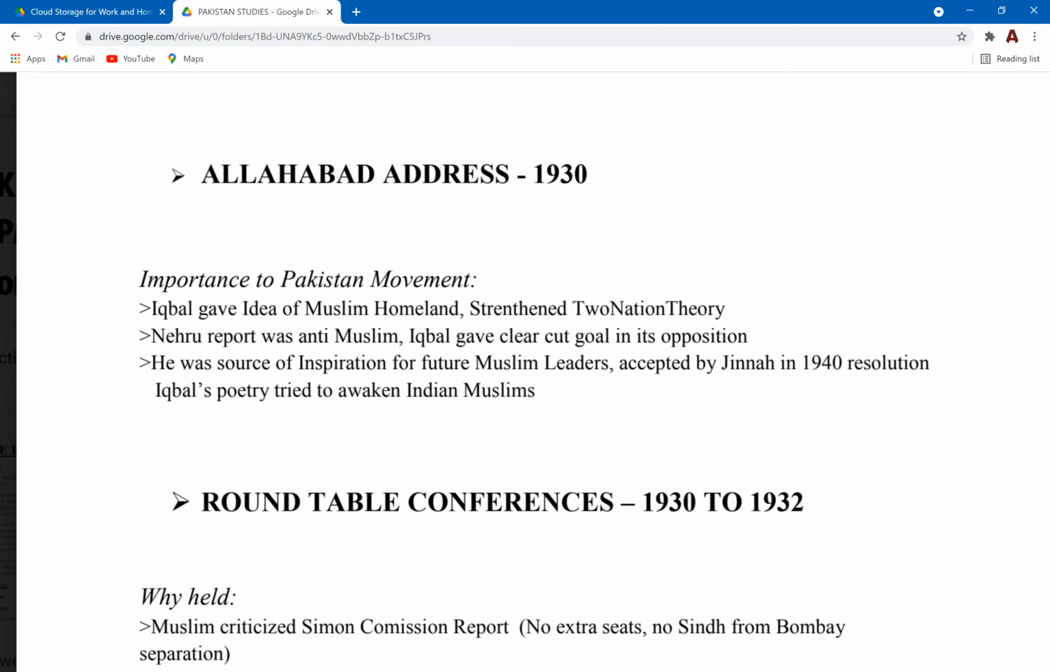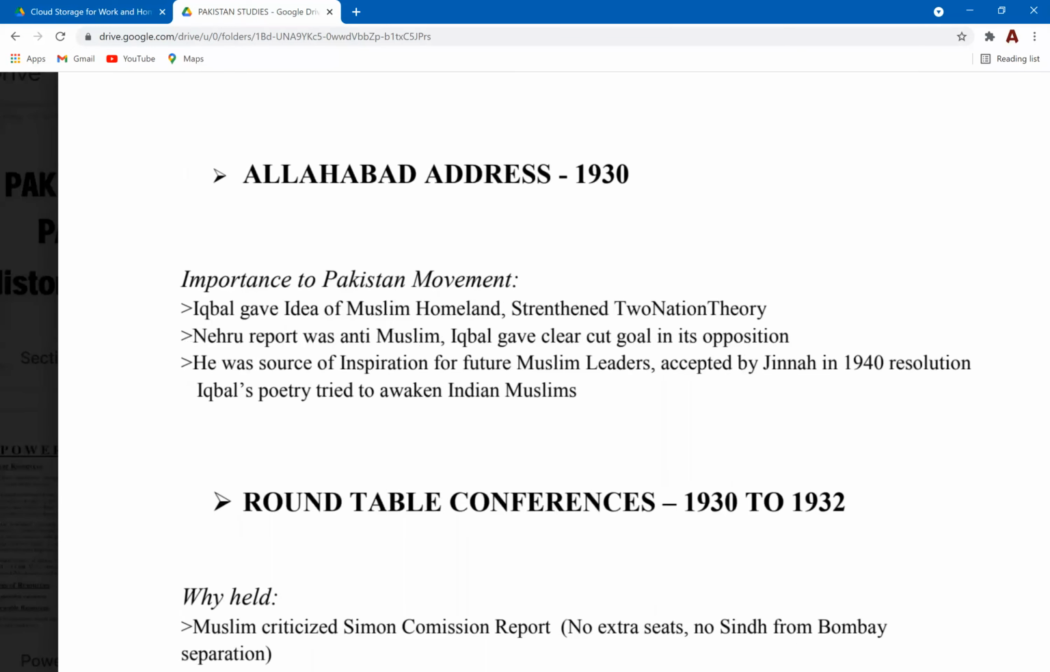He also basically tried to awaken these Muslims through different poetic writings, literature, pieces of Allama Iqbal. And this idea that was presented in 1930 here, during the Allahabad address, was accepted by Jinnah in 1940 in the form of the Pakistan Resolution, when this Pakistan movement officially began. So this idea of the Pakistan movement, this concept of a separate homeland, was presented in 1930 in the Allahabad address.